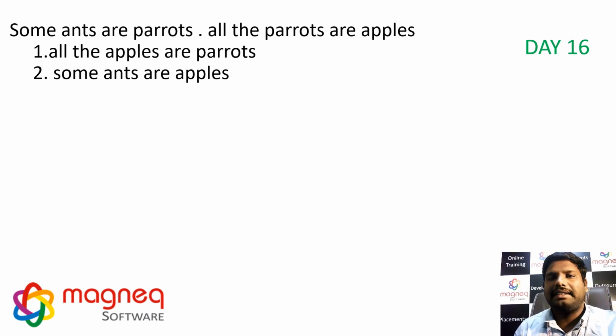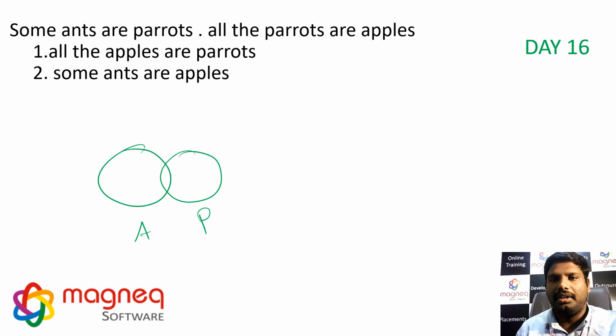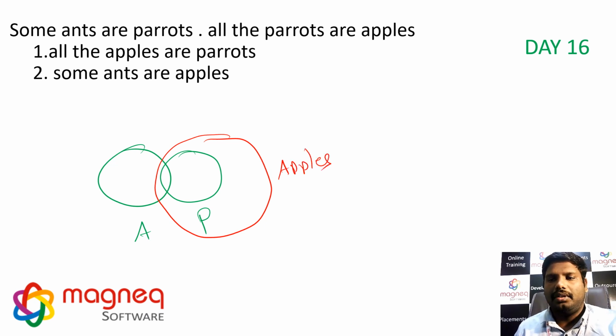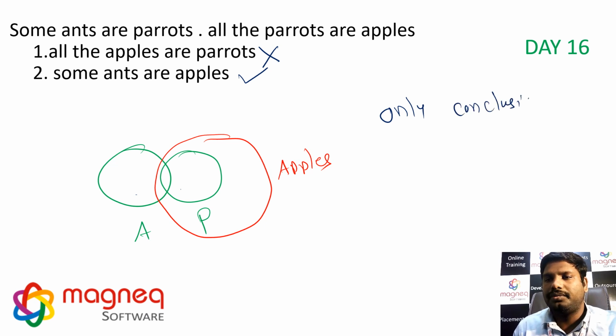Next one. Some ants are parrots, all the parrots are apples. So some ants are parrots, some relation. Next, all the parrots are apples. First conclusion, all the apples are parrots, not possible, because parrots are a small value and apples a high value. So wrong. Some ants are apples. There is a relation. So only conclusion 2 follows.